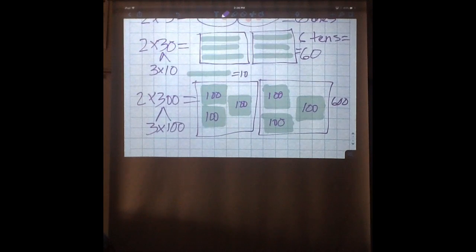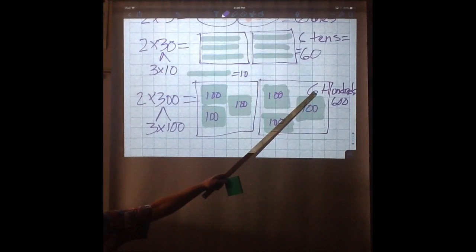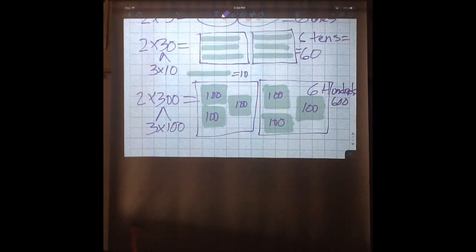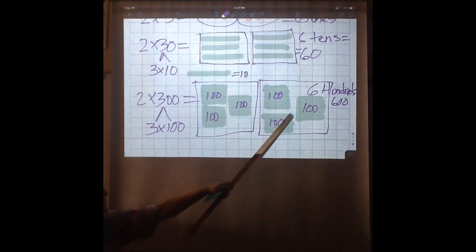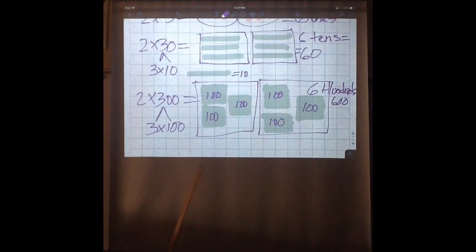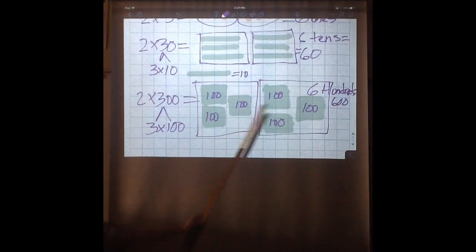Or we could write it a different way. We could say we have 6 hundreds. So we could say we have 600 or 6 hundreds. And this is how we would draw it out to show that 2 times 300 equals 600. Because there's 1, 2, 3, 4, 5, 6 hundreds, like we wrote over here.